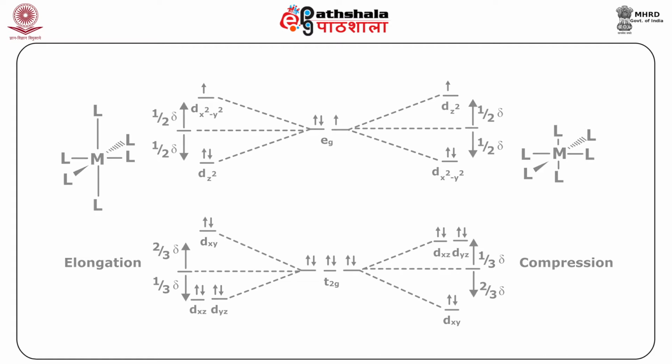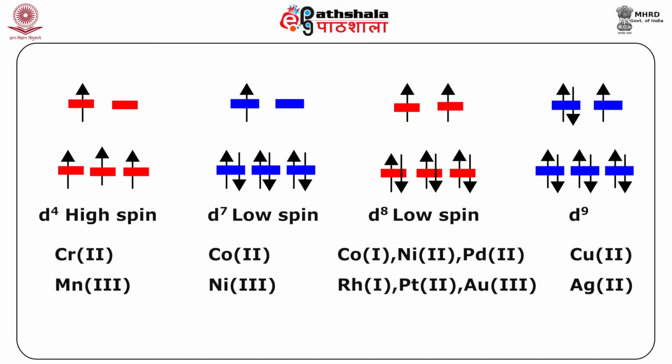are represented in figure. Now consider a d9 case where the last electron has to occupy the eg set of orbitals lying higher in energy. With the occupation, the electron has a choice to occupy either a dx2-y2 or a dz2 orbital, since both of them are degenerate in terms of energy.